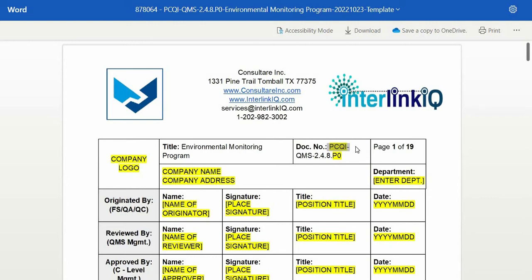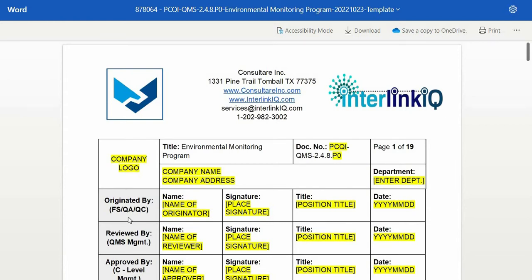Since this is a template, we indicate the PCQI as the account initials. However, we can customize the code based on the company's initials. For the page number, we use the page X of Y format. Ensure that it reflects the current page position and the total page number of the document. Then insert the company logo here, together with the company name, the company address, and enter the designated department.